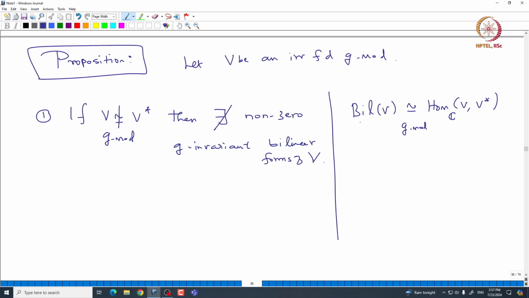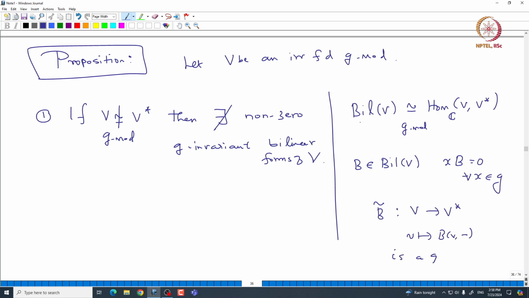Because if we start with a bilinear form, let us call it B, inside the bilinear forms of V such that x B is 0 for all x in G, then look at this B tilde, which is a map from V to V star, which sends v to B(v, -). This is a G module map. If B is non-zero, that implies B tilde is non-zero, and that will force that B tilde is an isomorphism using Schur's lemma. Okay, this is coming from Schur's lemma.